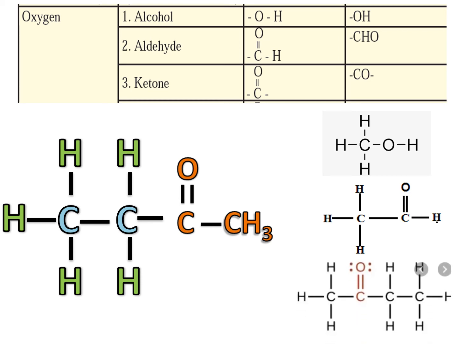Let's see an example. This is an example of a ketone. See, both sides of the carbon chain are different. One side it is CH3 and the other side it is CH2CH3. It can be the same on the left hand side and the right hand side, but it cannot be hydrogen. If you place a hydrogen, then it will become an aldehyde and not a ketone.